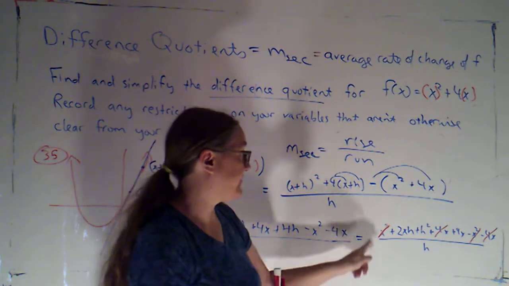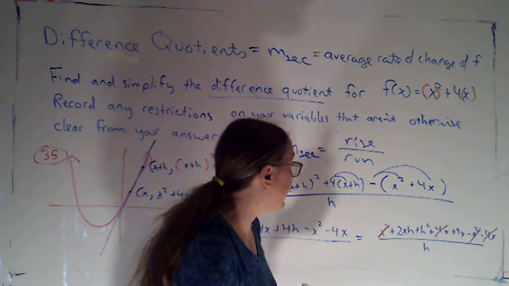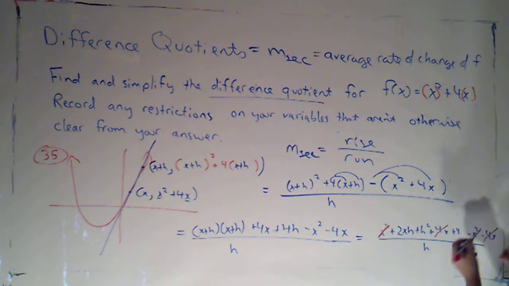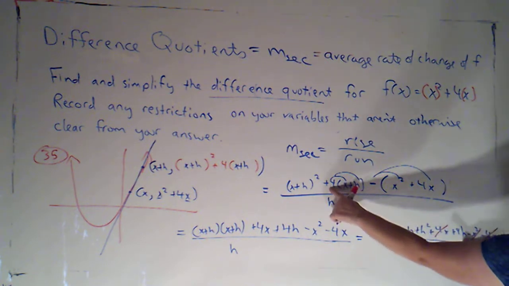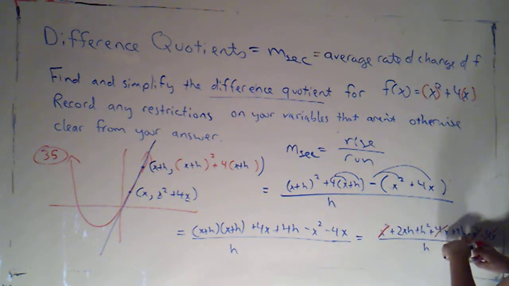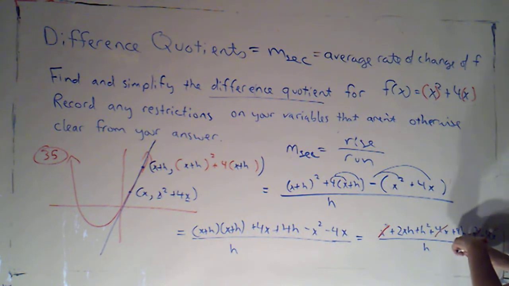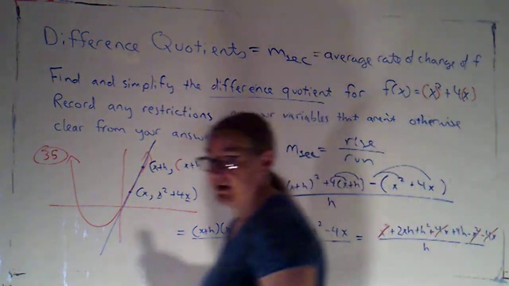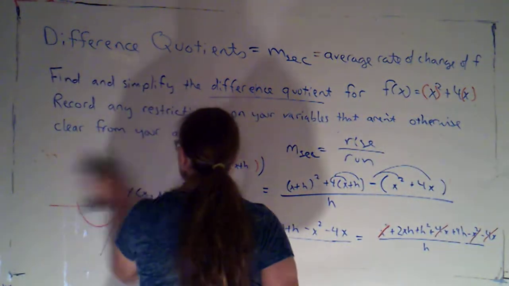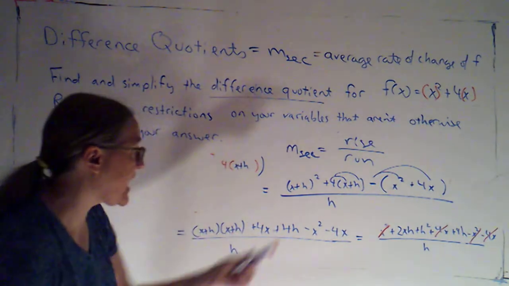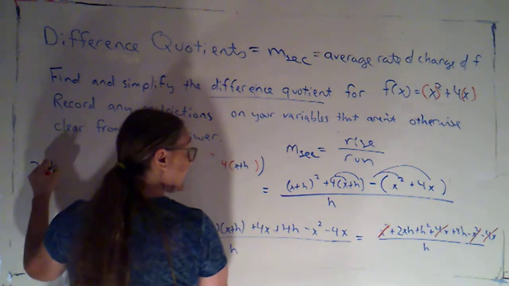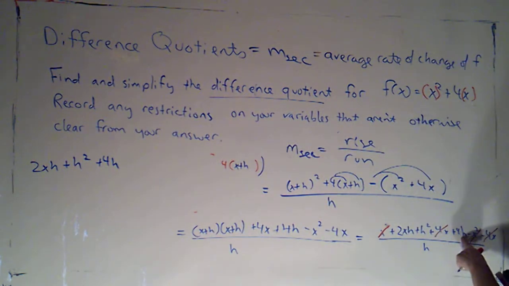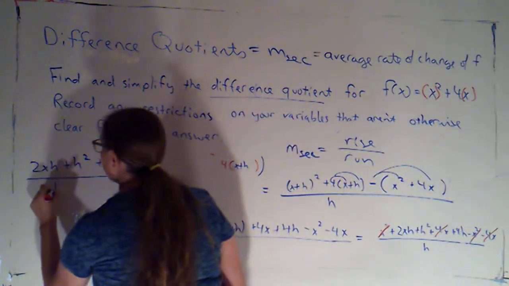And what's really nice about that is that, I'm sorry, this was 4h. I miswrote it. Right here, we were distributing the 4. We should have gotten 4x plus 4h. I miscopied that as a 4x. Okay, so what canceled was everything that didn't have an h in it. So let's see. What's left, we should have an h in every term on the top if we've done this right. So we've got 2xh plus h squared plus 4h. Those were the 3 terms that didn't cancel, and that's all over h.